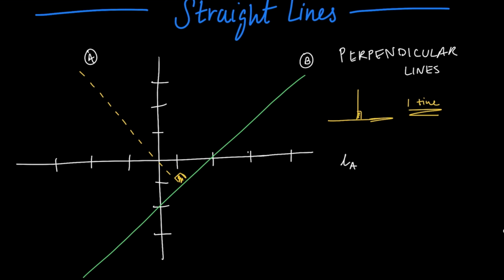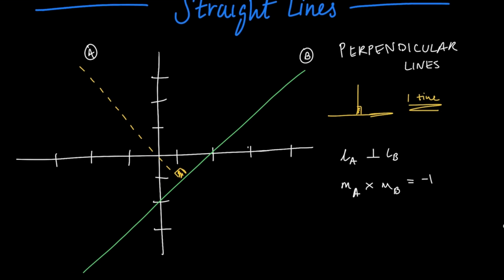If line A is perpendicular to line B, then the slope of line A multiplied by the slope of line B has to equal -1. We can look at an example to make this a bit more clear.